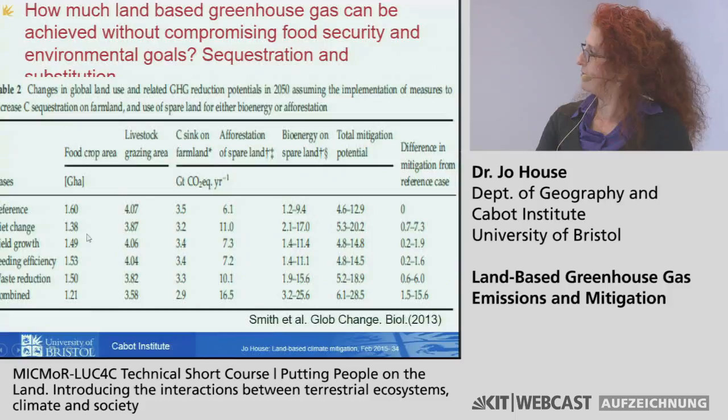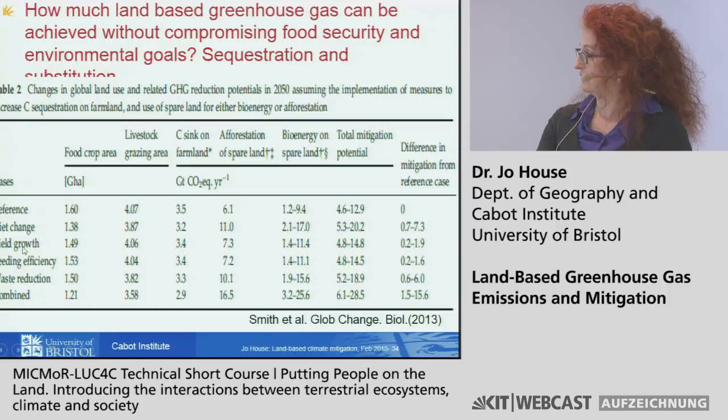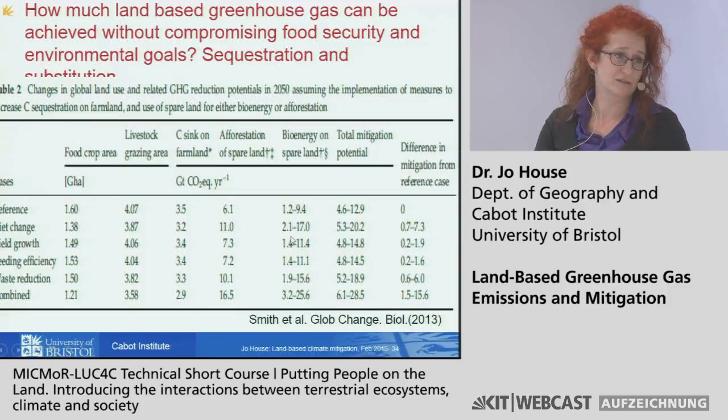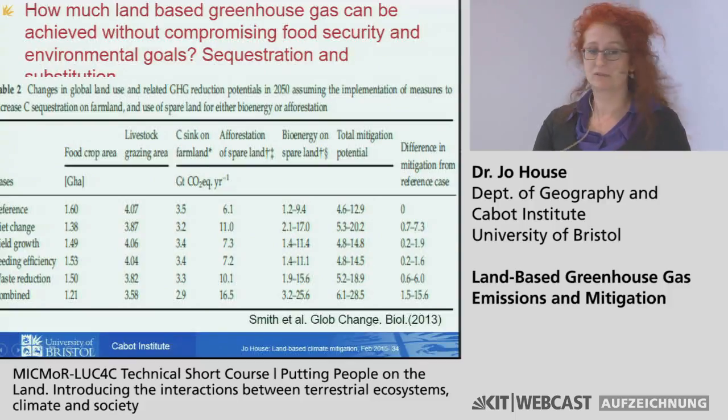And again, this one's looking at available land. So you've got a certain crop area and grazing area, and you make different assumptions, like you change your diet, so you don't need so much land for producing feed for animals, or you change your yield, or you reduce wastes. Then what happens? What would be the change in your carbon sink on farmland? What would happen if you afforested all that spare land? Or what would happen if you implemented bioenergy on that spare land? And there's quite a range here because there's quite a difference across bioenergy technologies. And again, that's how we come up with your different mitigation potentials based on different scenarios.